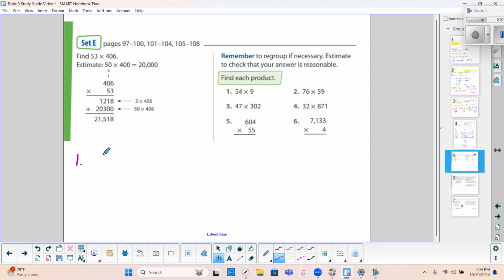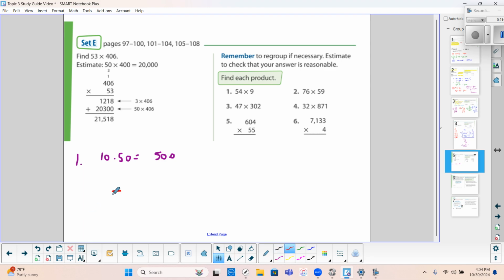Estimate, this is about 10 times 50. So a good estimate would be about, well, that would be a 5 with 2 zeros. 500 would be a reasonable estimate. All right, now let's do the actual math for number 1.